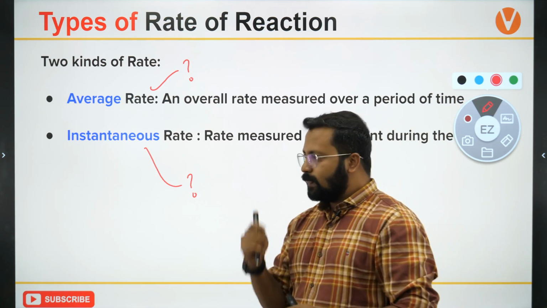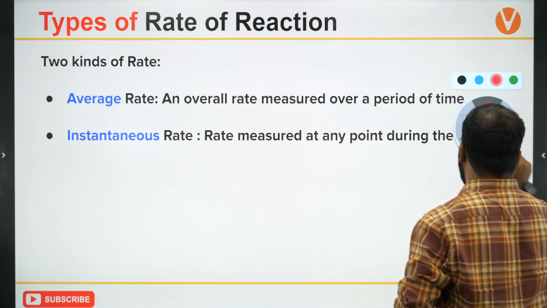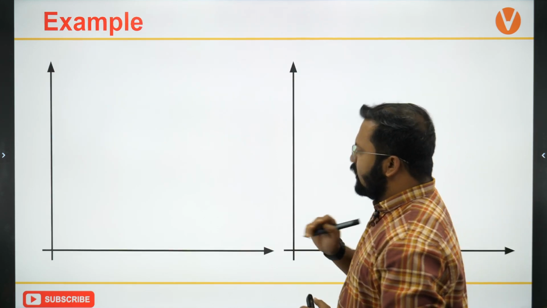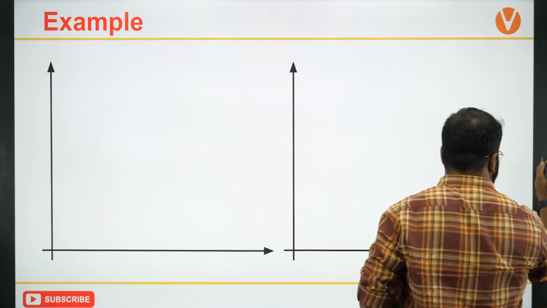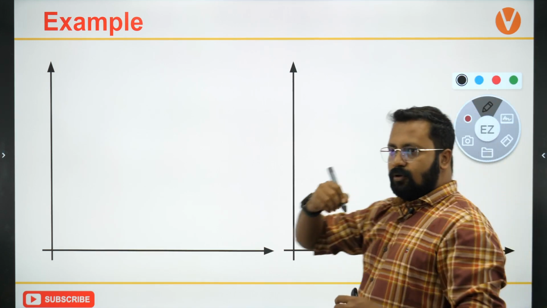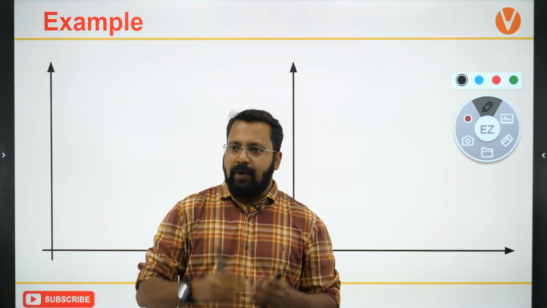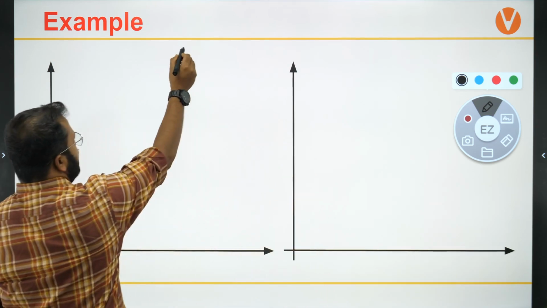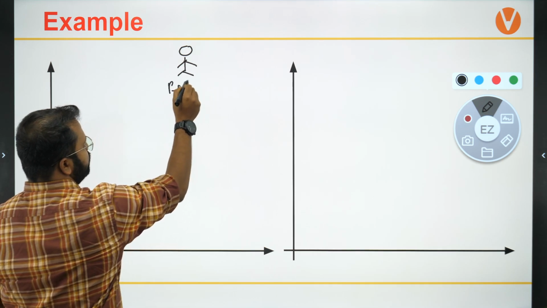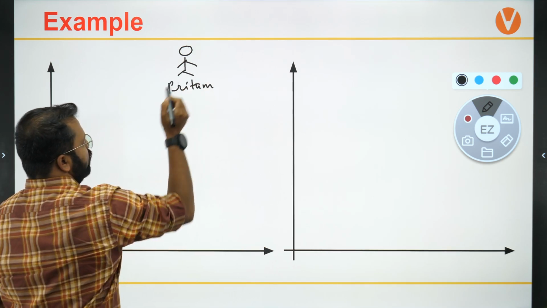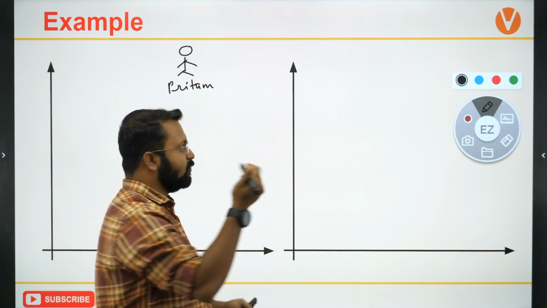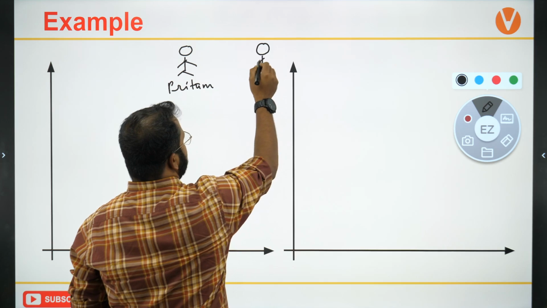How to do that? Let's take a very simple example and I want your participation in this. Let's take an example of two students who are present with us right now. So let's take Preetham for example. This guy is Preetham. And let's take Ajay for example.